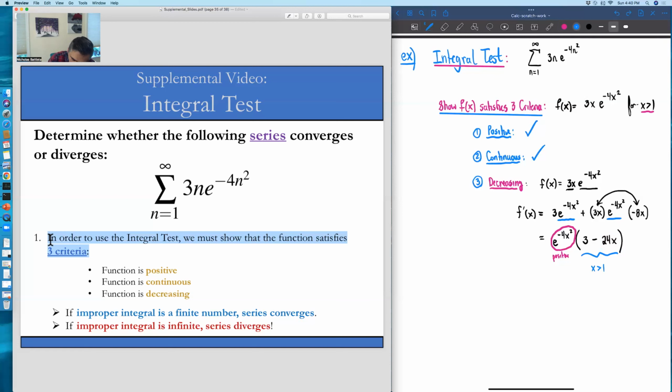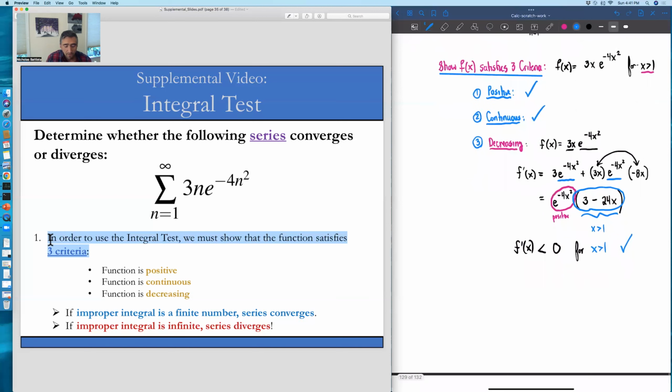So in this way, we can say that this quantity, or this first derivative, is always going to be negative for x values greater than 1. And again, that's because when we look at the 3 minus 24x, that is always going to be negative for x values greater than 1. So we also have that this function is decreasing.